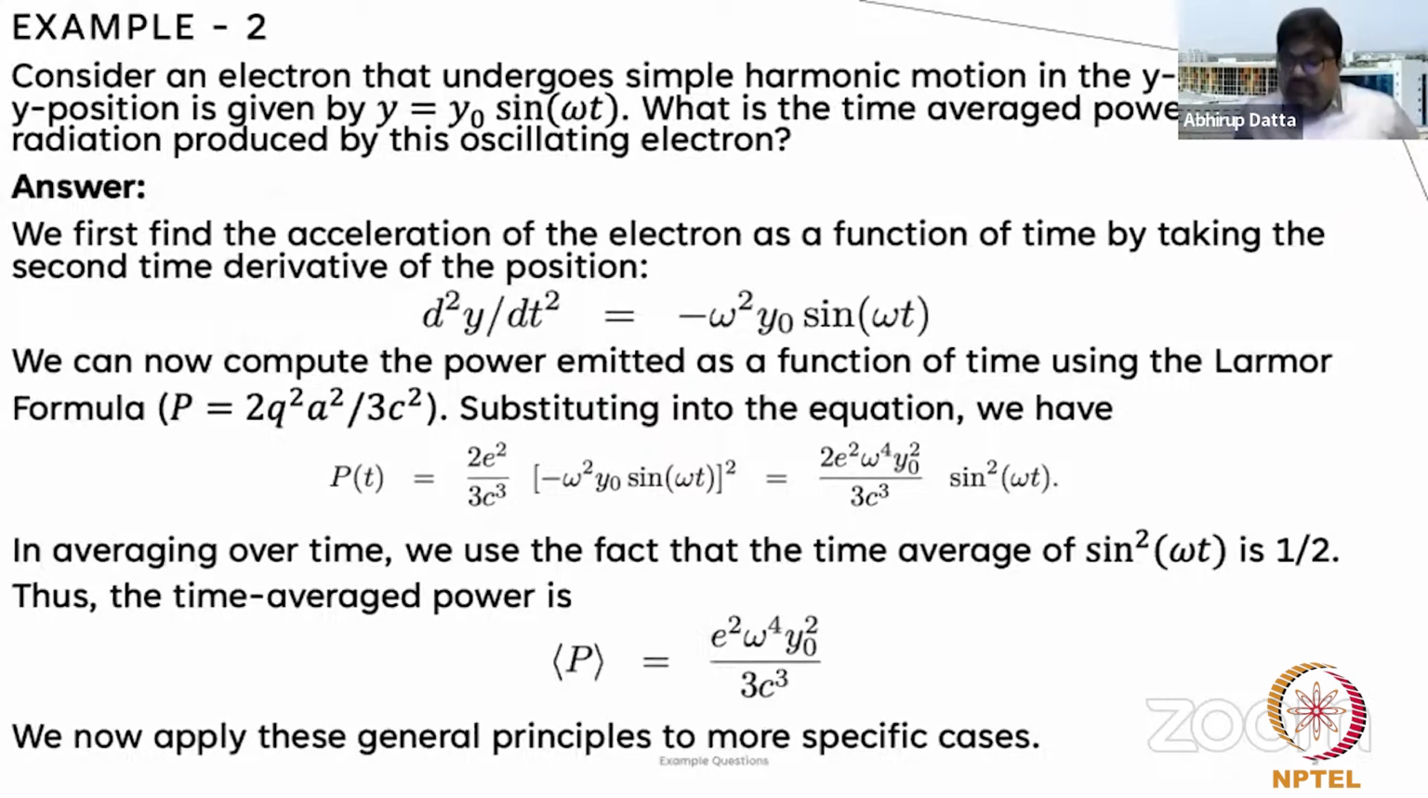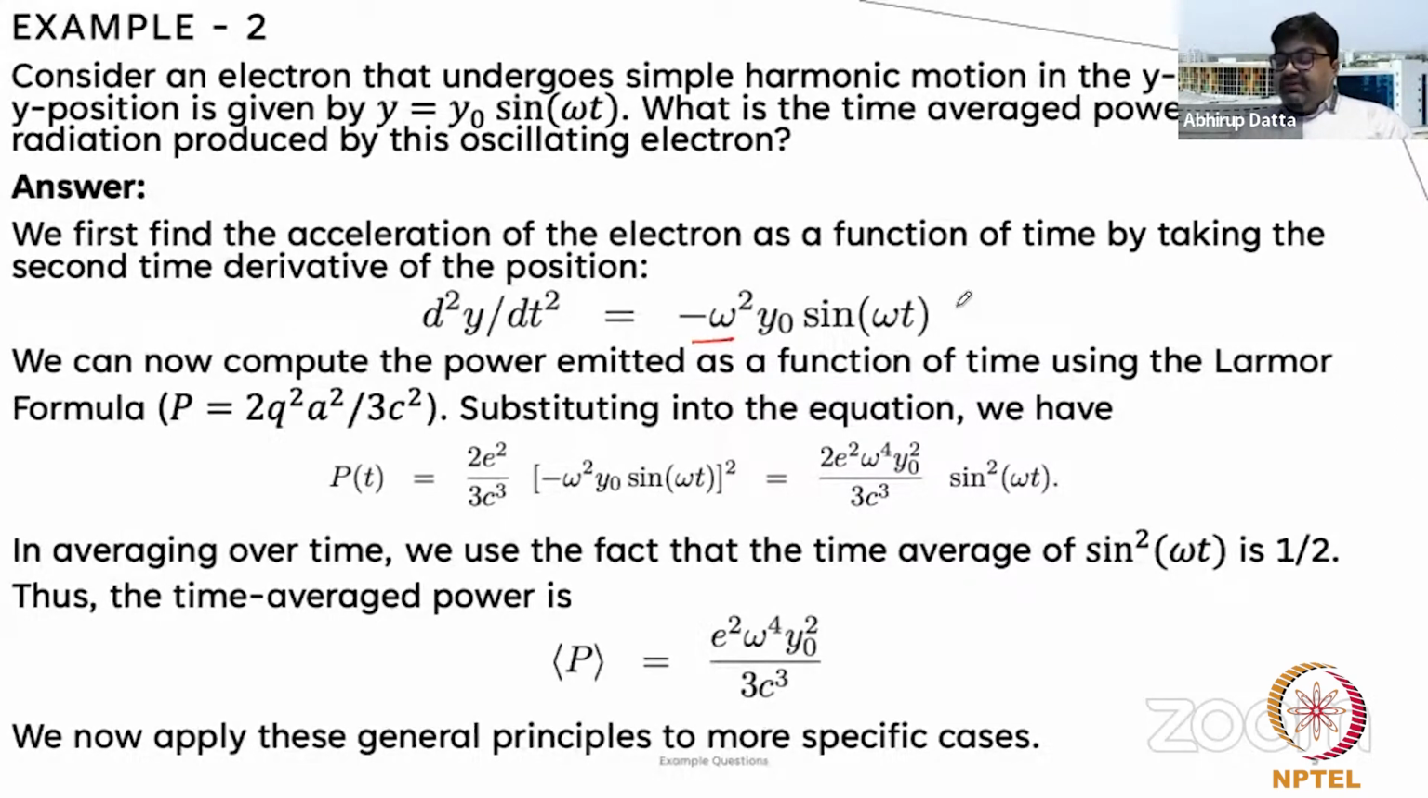Okay. So now going forward, the second example: consider an electron that undergoes simple harmonic motion in the y direction. The y position is given by y is equal to y naught sine omega t. What is the time average power of the radiation produced by this oscillating electron? The acceleration of the electron as a function of time is obtained by taking the second derivative, d2y by dt2, which is equal to minus omega squared y naught sine omega t. Now that is already given.